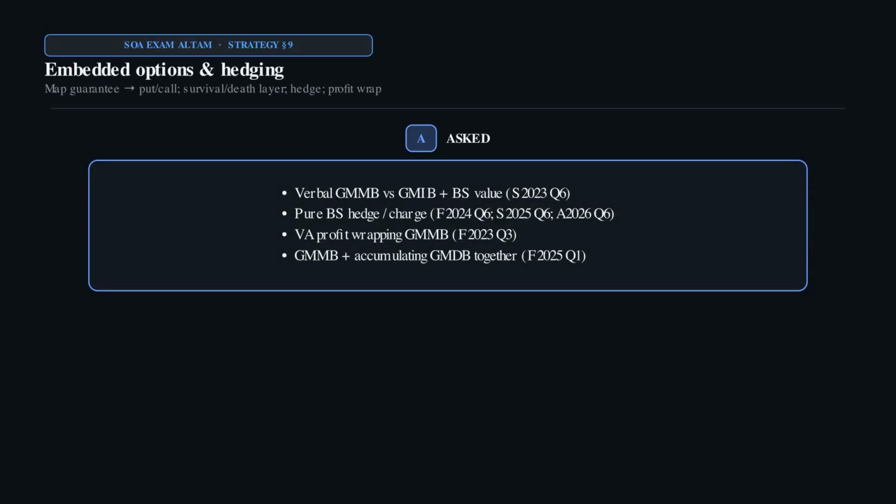Category 9. Embedded Options and Hedging. Prior exams cover verbal GMMB versus GMIB plus Black-Scholes value, pure Black-Scholes hedge portfolios and management charges, variable annuity profit tests wrapping a GMMB, and GMMB plus accumulating GMDB together.